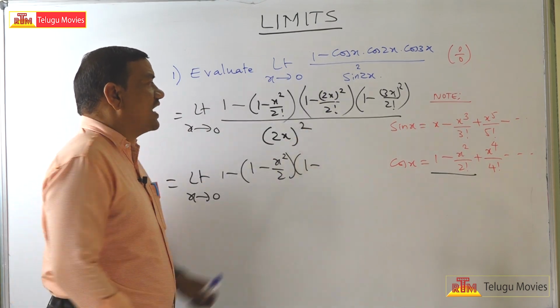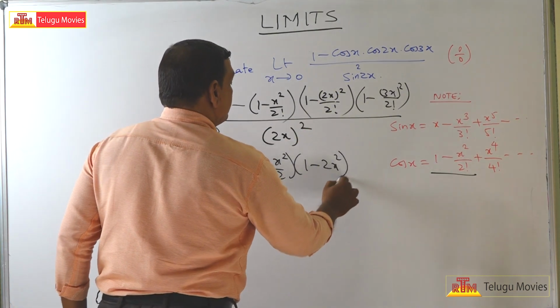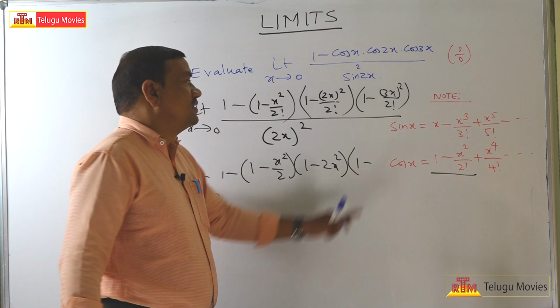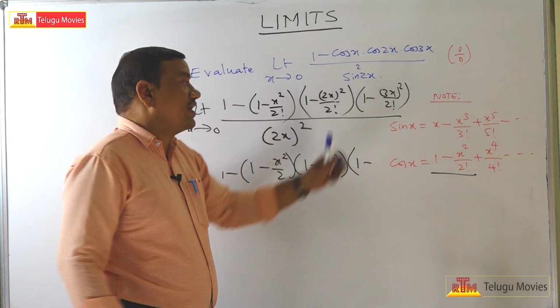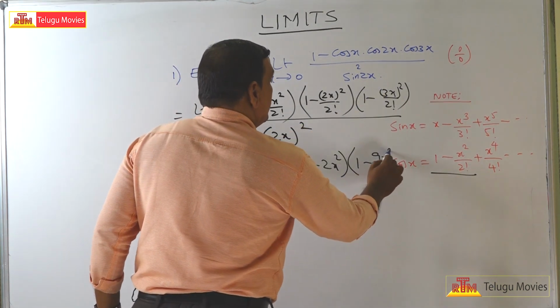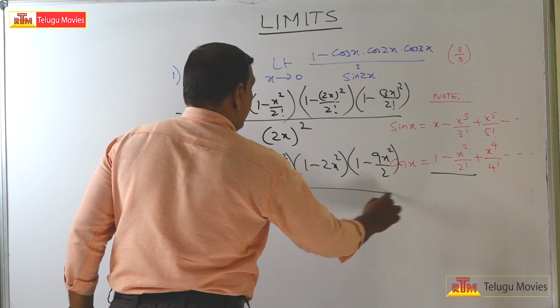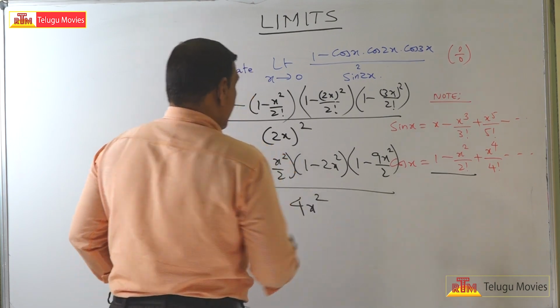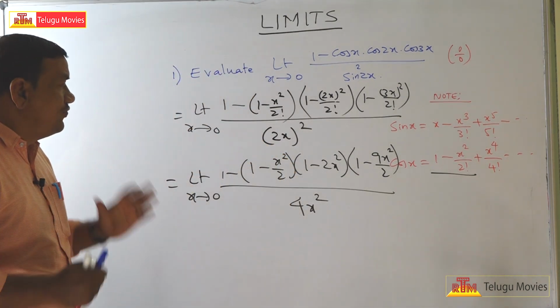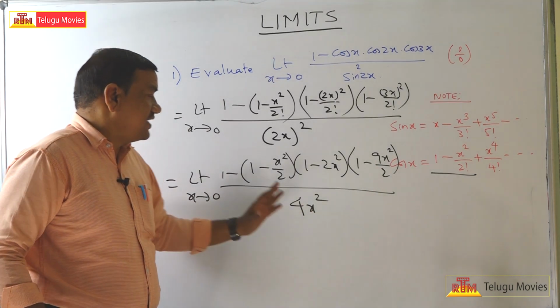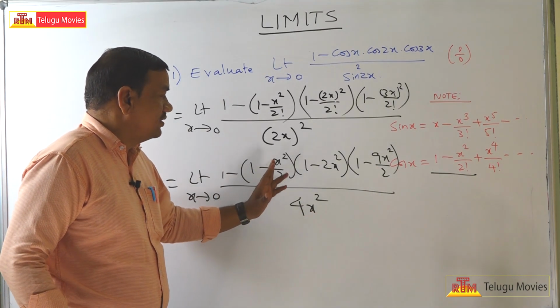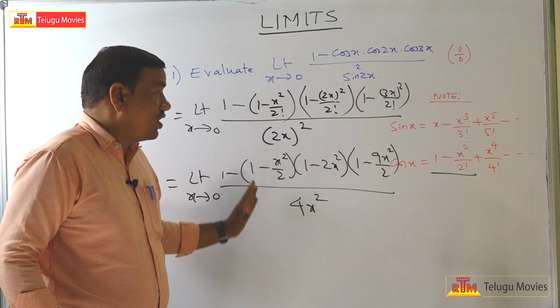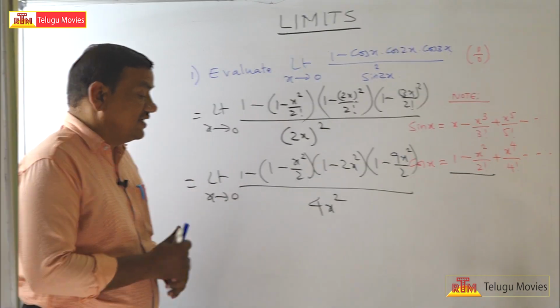That means the 2 will cancel, that means 2x square, 1 minus 3 square, 9x square by 2, whole divided by 4x square. Understand? If you observe here, you have to divide x square in these two terms separately, and it will get cancelled.